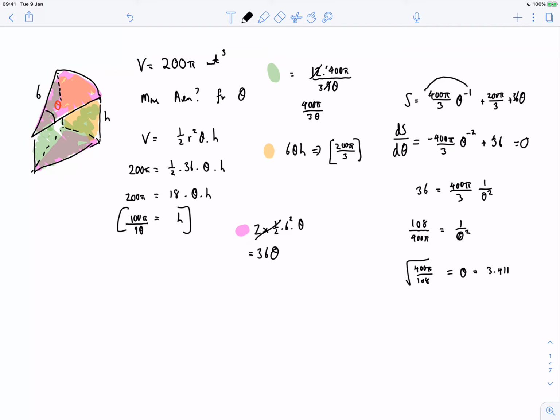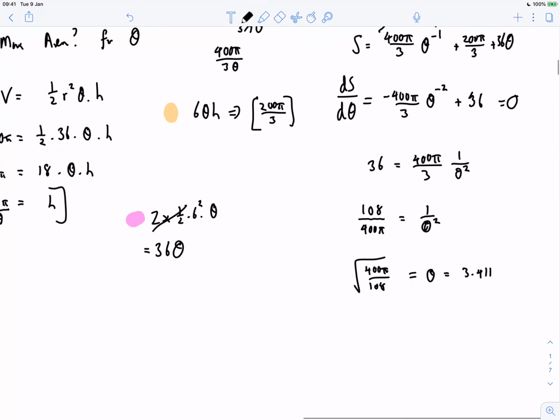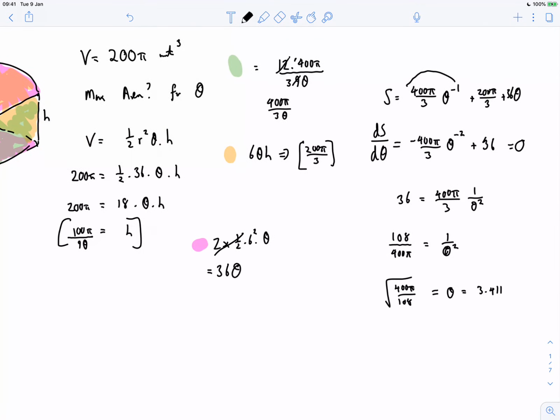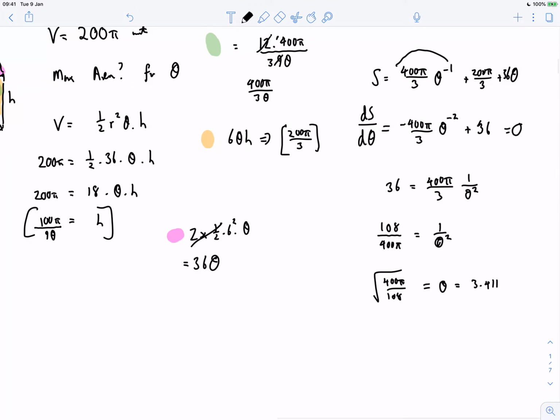That's more interesting. That's more than pi, so it's more than 180 degrees. Have I done this right? Minus 1, yeah. Okay, so next up, will this give a maximal S? Well, we can check that by finding the second derivative, d²S/dθ², and then the minus 2 will come down, so it'll become 800π over 3 θ to the minus 3. The 36 disappears to nothing, and clearly if I substitute a positive value in here, which is 3.411, this will mean the second derivative is positive.